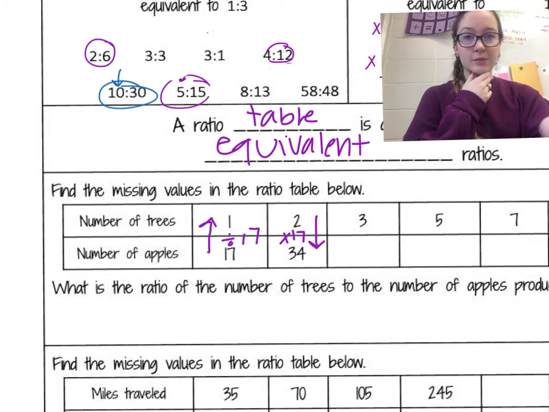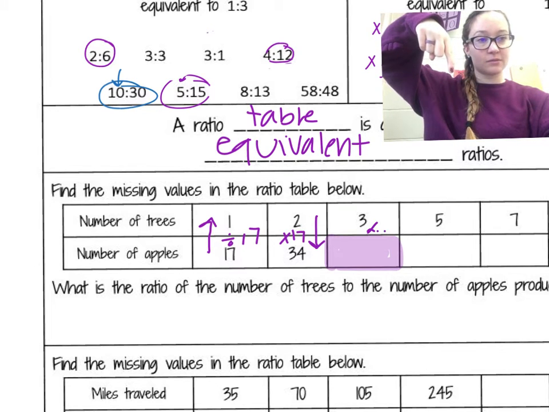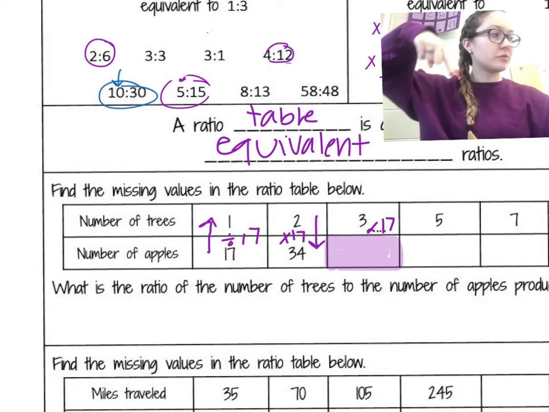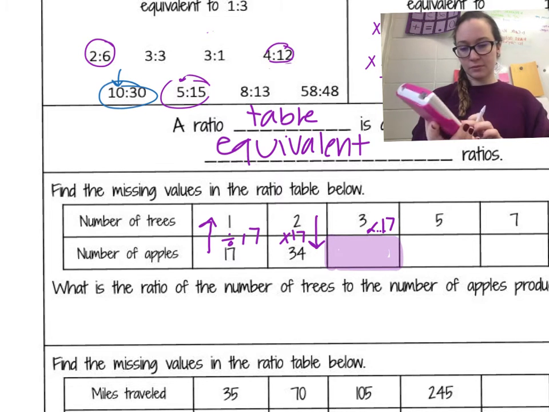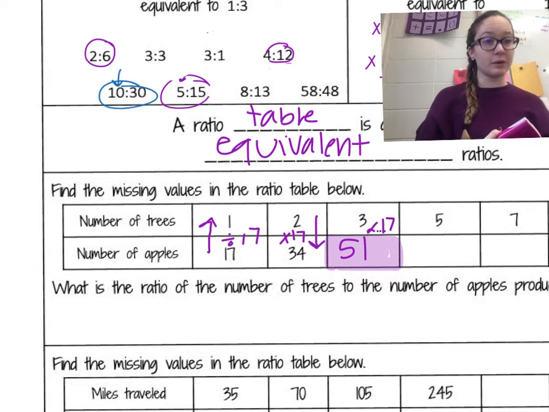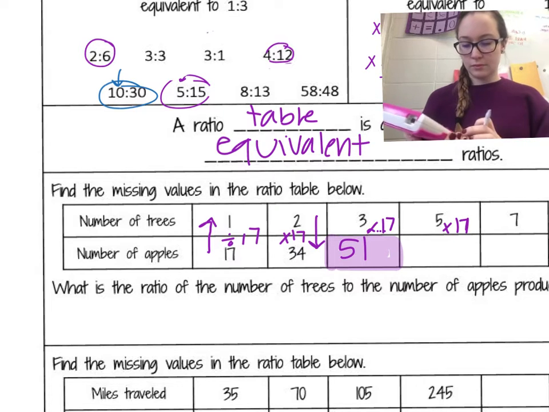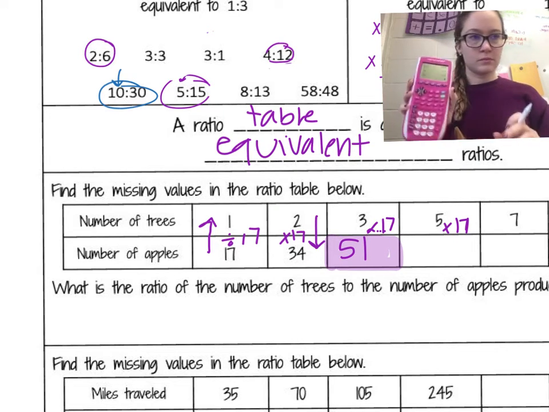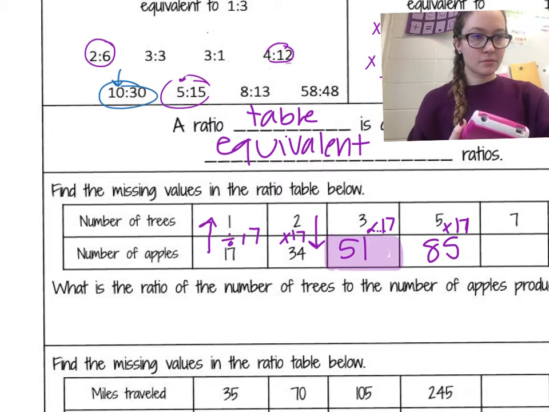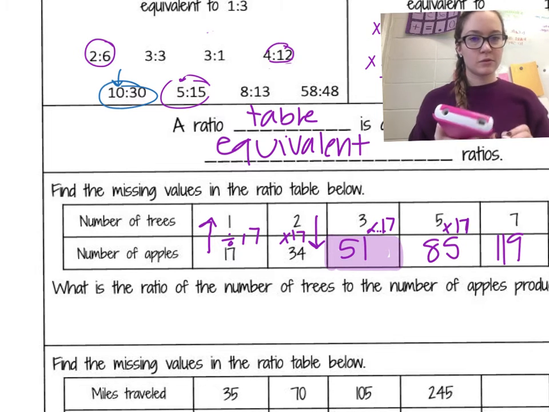So to fill in these blank spots, like right here, if I'm going down, I'm going to multiply by 17. So I'm going to take 3 times 17 is 51. So 3 trees will produce 51 apples. So to get from 5 to the box below it, I'm going to multiply by 17. It's 85. 7 times 17 is 119. Okay?